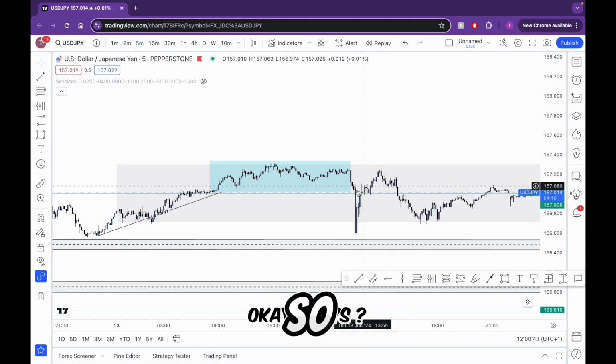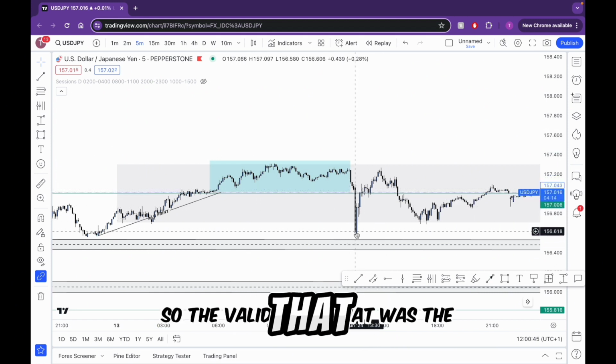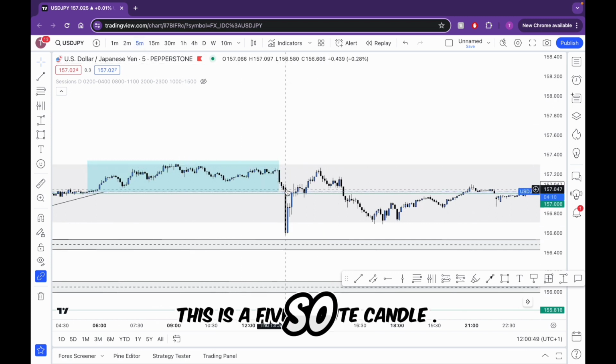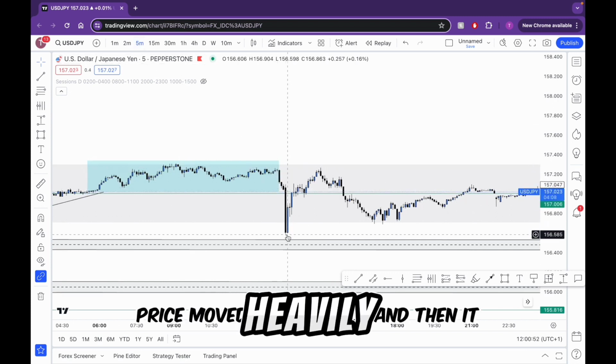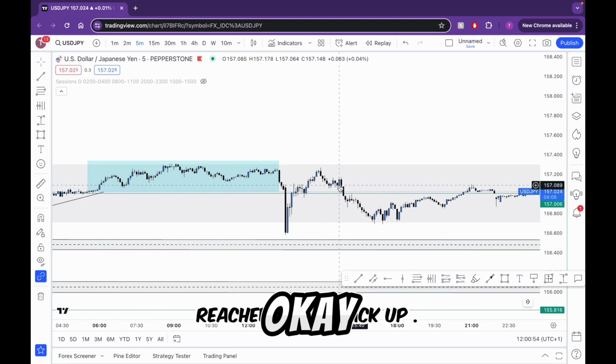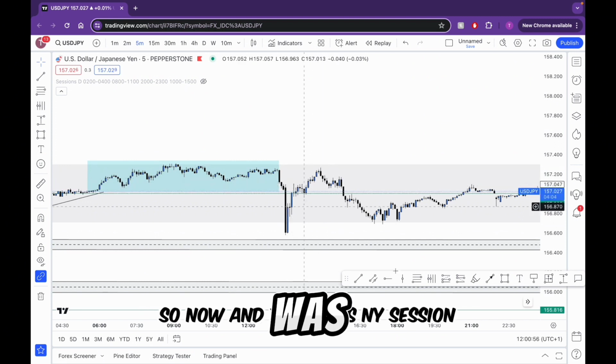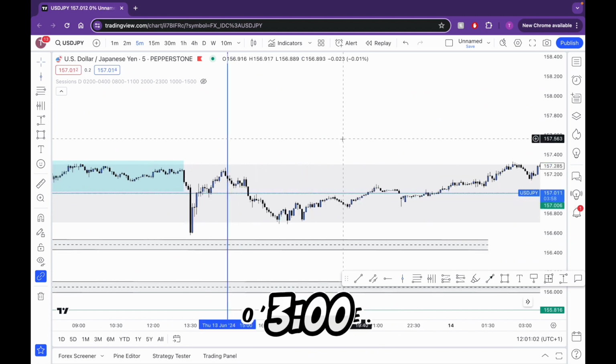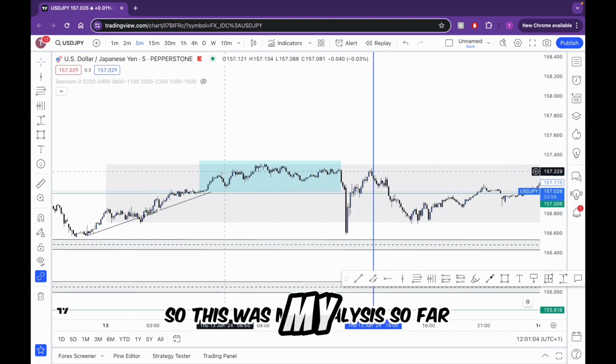The validity of that was the fact that it moved on very high volume. This is a 5-minute candle, so as you can see, the price moved very heavily and then it retraced back up. And that was the NY session. Like I said, I trade after 3 o'clock, so let's mark a 3 o'clock line. So this was my analysis so far.